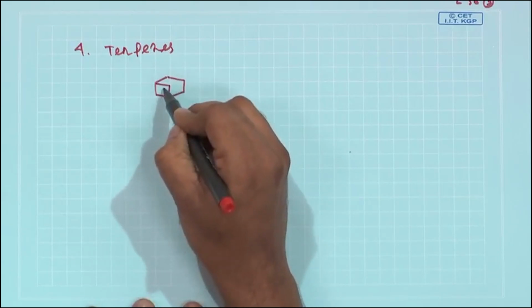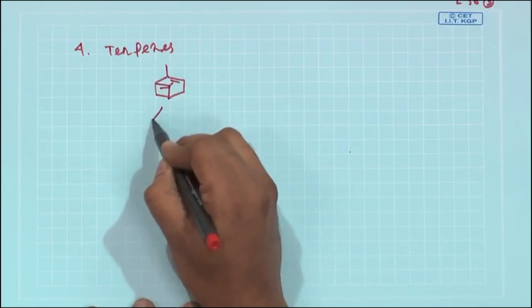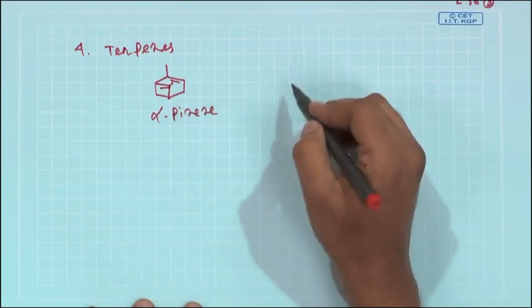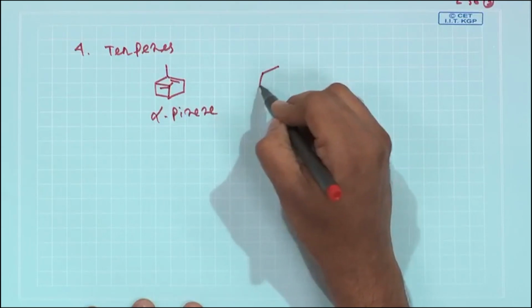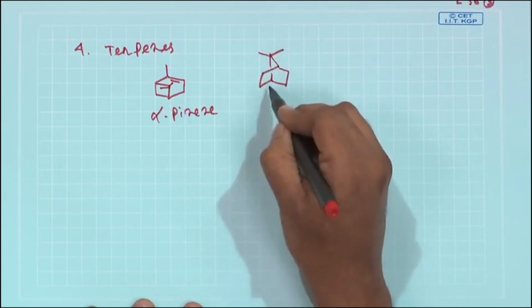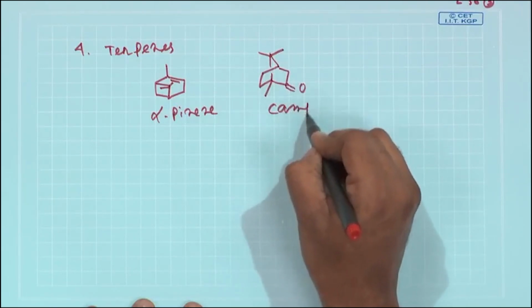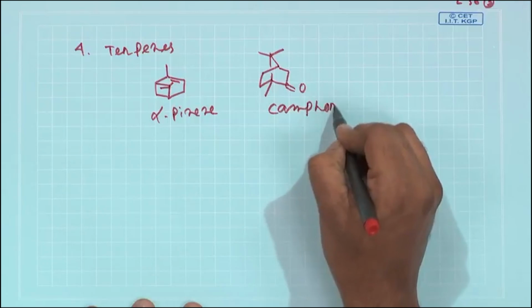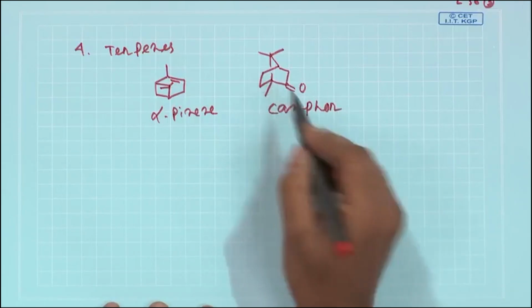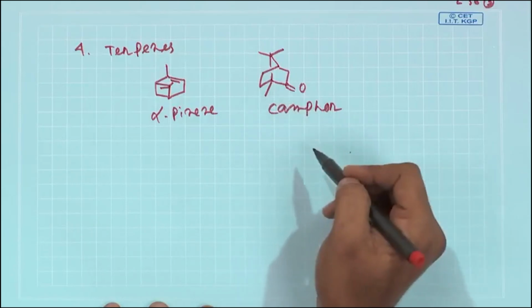Terpenes, mainly monoterpenes, are a good source of simple chiral building blocks. Compounds like alpha pinene are monoterpenes. Another compound which is very well known is camphor. These you can also get in one single enantiomeric form in nature. These are very good starting materials.